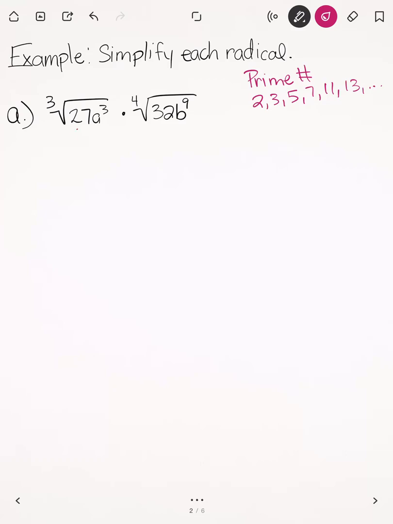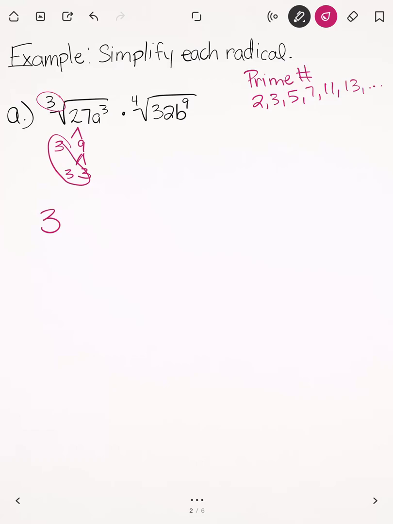So 27. I'm going to break it down. 2 does not go into 27, but 3 does. So I break it down to 3 times 9, and then 9 breaks down to 3 times 3. Once you get to a prime number, it's a dead end, and you just keep expanding the other side. Now, how we simplify this is you look at your index number, and that's how many things you need to be in a group for it to be able to leave the radical. So I have exactly 3 3s, which means a 3 gets to come out. They all join into one big 3 and they get to leave the radical together.